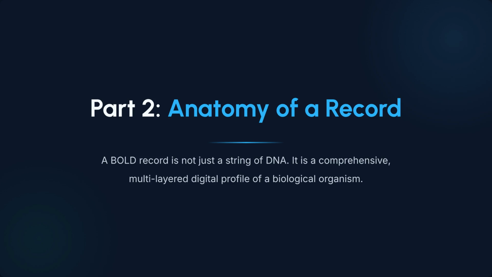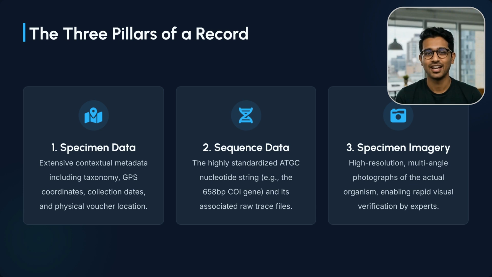A BOLD record is a comprehensive, multi-layered digital profile of a biological organism, not just a string of DNA. A BOLD record is built upon three pillars: specimen data, which is contextual metadata; sequence data, the standardized nucleotide string and trace files; and specimen imagery, which includes high-resolution photographs.